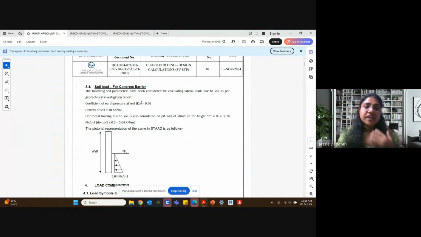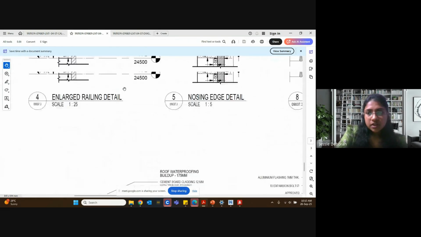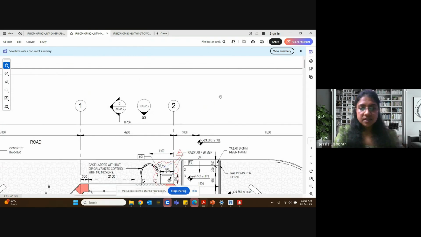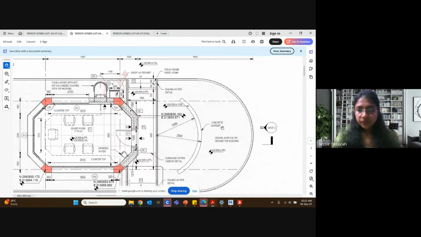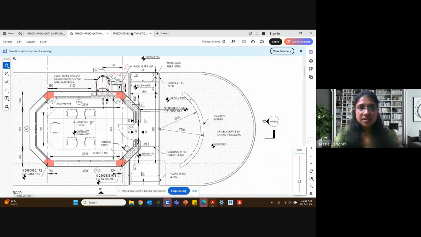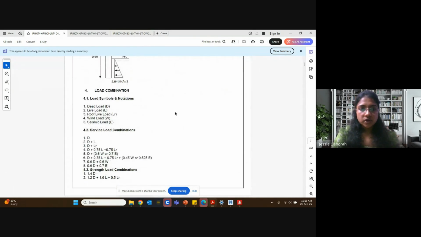Okay, now when it comes to soil load, there is a concrete barrier in the structure. I think we will not get into much detail of that concrete barrier. The concrete barrier is again a similar structure. See, if you see here, there is a concrete barrier. Its height is around 1 meter. So a separate design we are doing for that. We will not get into that.